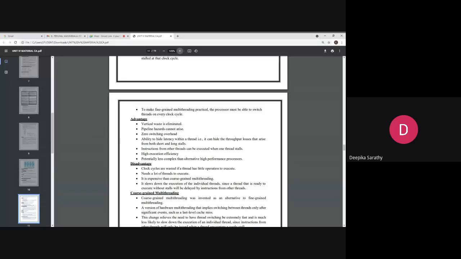If you are doing so here, you cannot obtain the pipeline hazard. That is, at each clock cycle, I am changing the threads, so it need not wait for the data. Next is zero switching overhead. I'll keep switching.